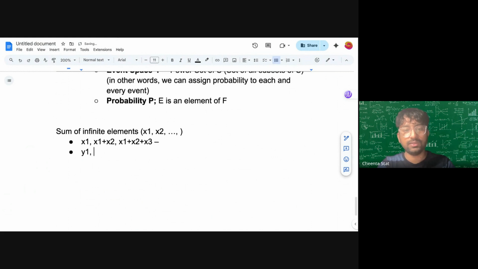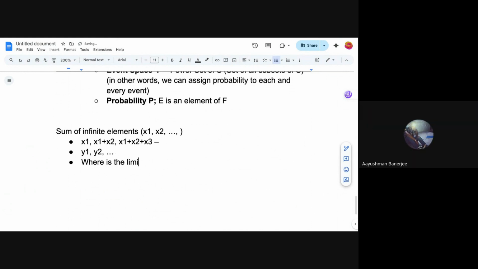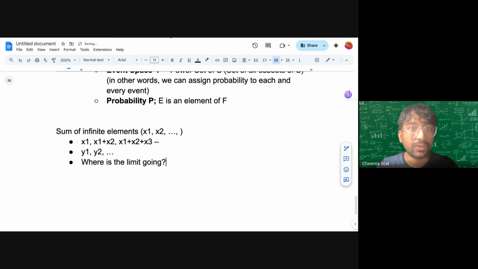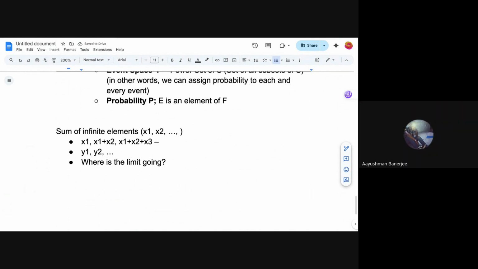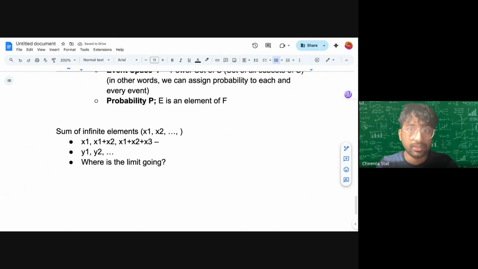Let's call it y1 or y2, dot, dot, dot. And we see that limit. Where is the limit going? We can do the same with integrals, I believe. We can do the same with terms of integrals. Exactly, we are doing that in terms of the definite integral, rather than the indefinite integral, right?